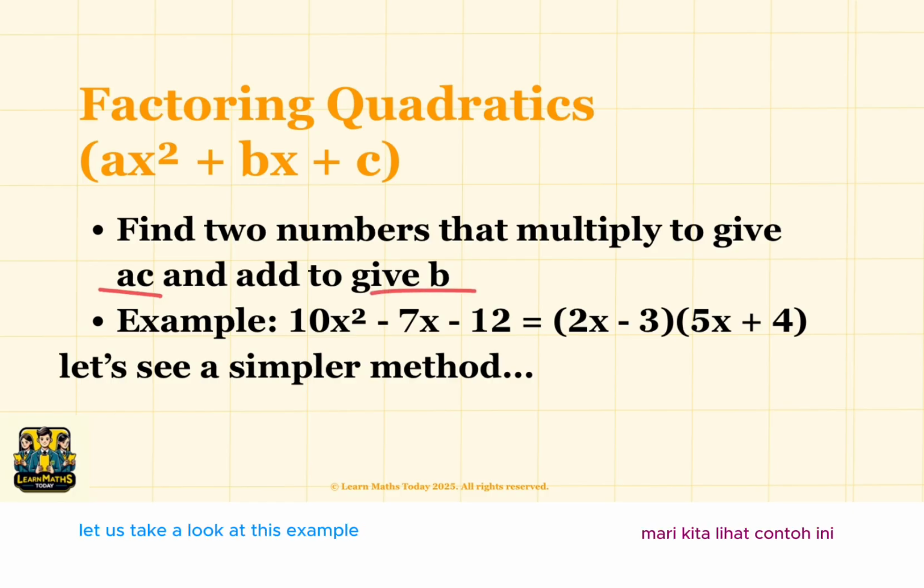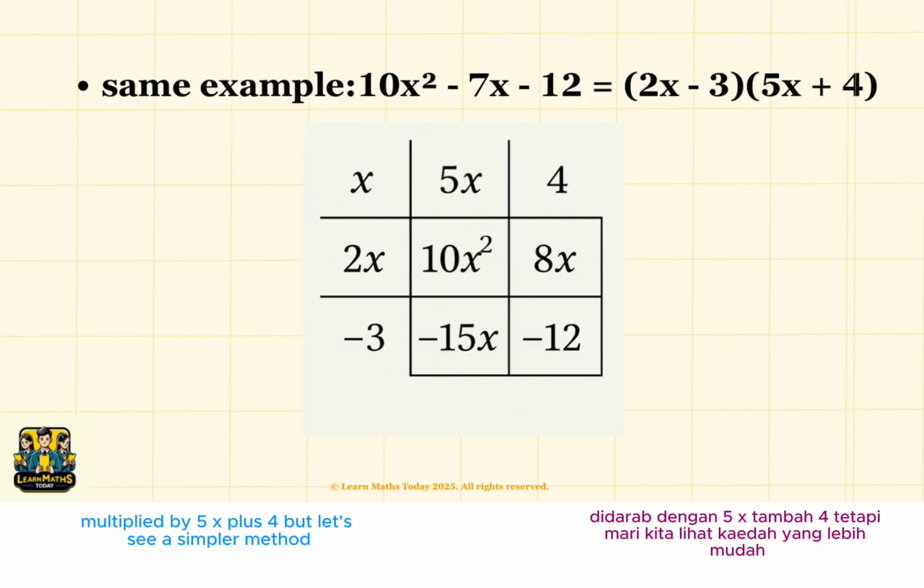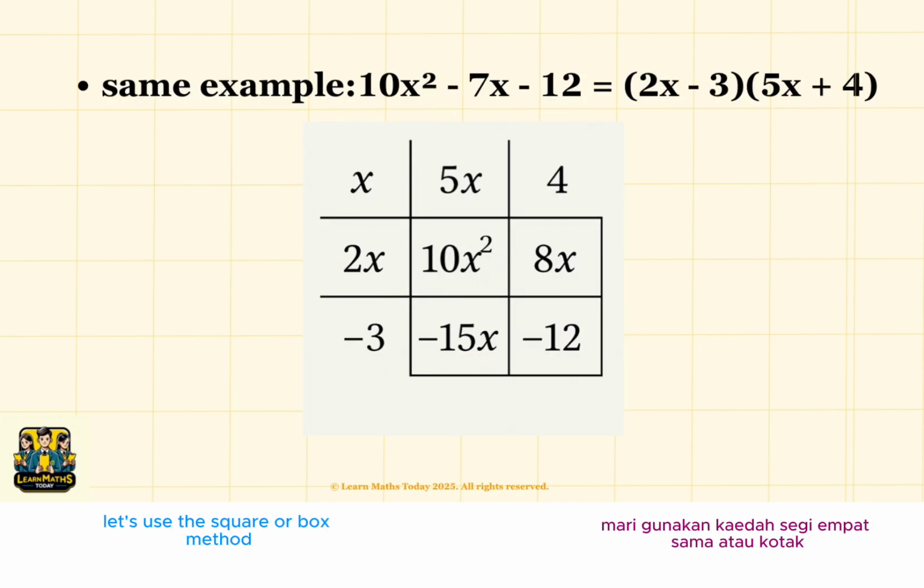Let us take a look at this example. 10x squared minus 7x minus 12 would give us 2x minus 3 multiplied by 5x plus 4. But let's see a simpler method. Let's use the square or box method to factorize 10x squared minus 7x minus 12.